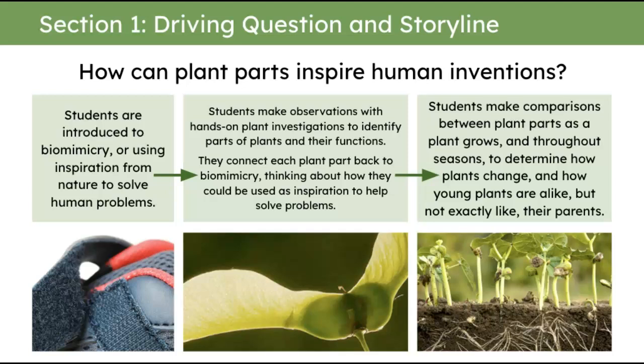Students connect to the anchoring phenomenon by exploring various biomimicry examples and parts of plants. They are introduced to the concept of biomimicry and how it can be used to solve problems that humans face. Students then make observations with several investigations to identify plant parts and their functions. The section concludes as students compare plant parts as they grow and seasons change. They determine how plants change and how young plants are alike, but not identical, to their parents.